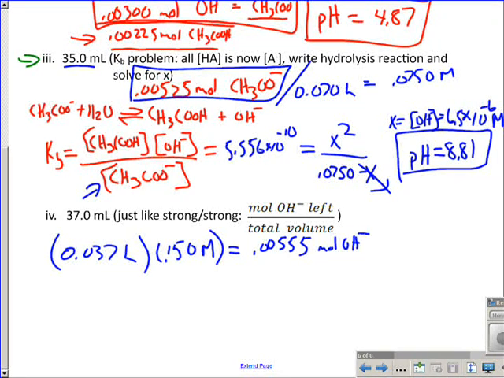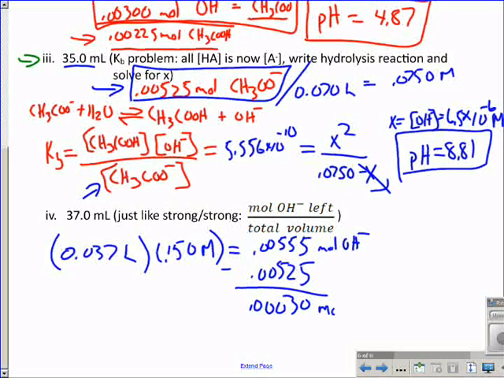Now remember, because it never changed, I have this much that I have to subtract from that. 0.00525 is how much acid I've had in the flask the whole time. So when I subtract those two, it tells me how much OH minus I have left. When I subtract, I get 0.00030 moles. Now be careful here. This is the moles of OH minus. In order to find pH, I need two things. One, I need H plus, supposedly. And two, I need a concentration. So I need to get what that is.